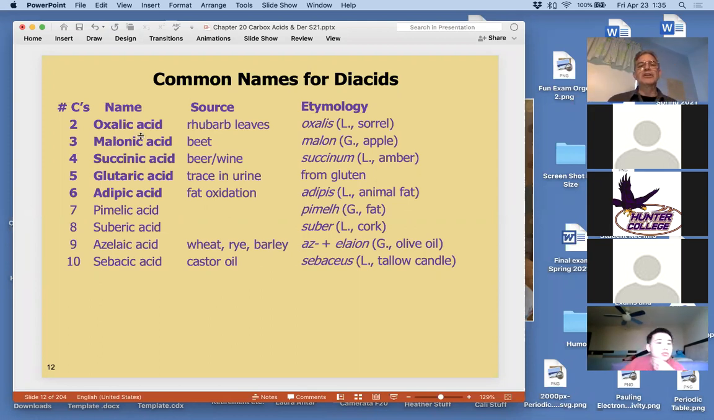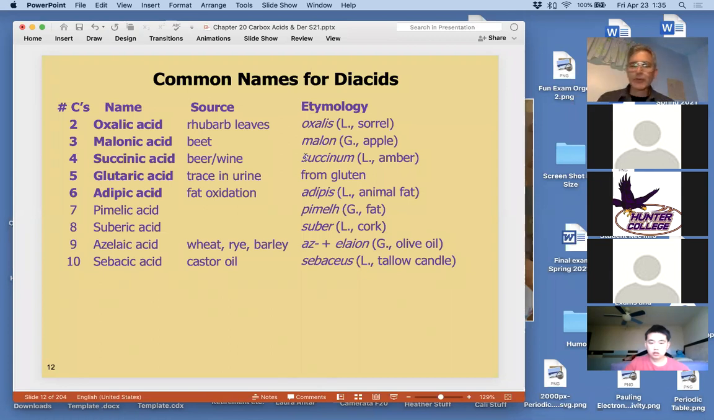Malonic acid was originally identified in apples, but a common source is beets. Succinic acid is particularly important in organic chemistry. It's found in beer and especially wine, but it's also quite prevalent as a constituent of amber.